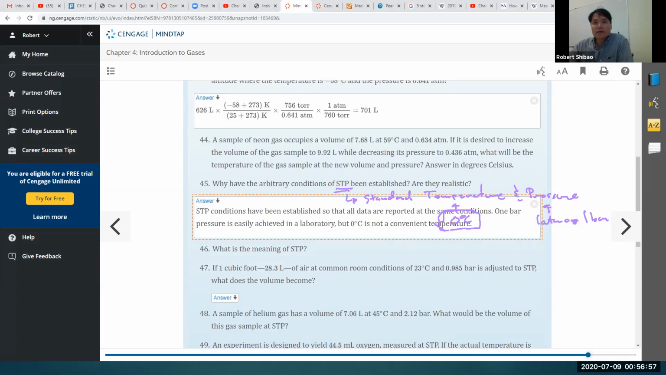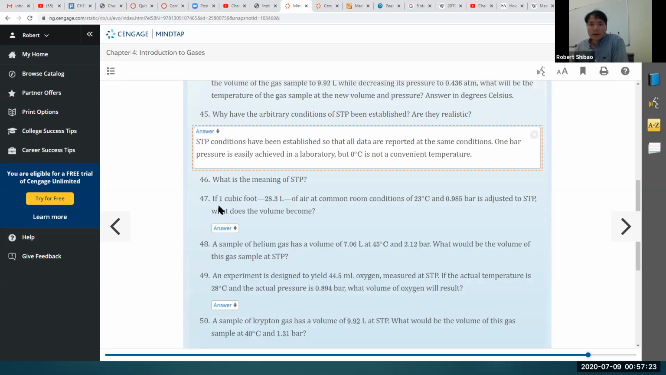They say STP conditions have been established so that all data are reported in the same conditions. 1 bar pressure, oh, they're using 1 bar, is easily achieved in the laboratory, but 0 degrees C is not a convenient temperature. So it's just a reference point. If they picked a reference point, I wish they would have picked room temperature instead, because it would give you a more meaningful number. If 1 cubic foot, 28.3 liters of air at common room conditions of 23 degrees C and 0.985 bar is adjusted to STP, what does the volume become?